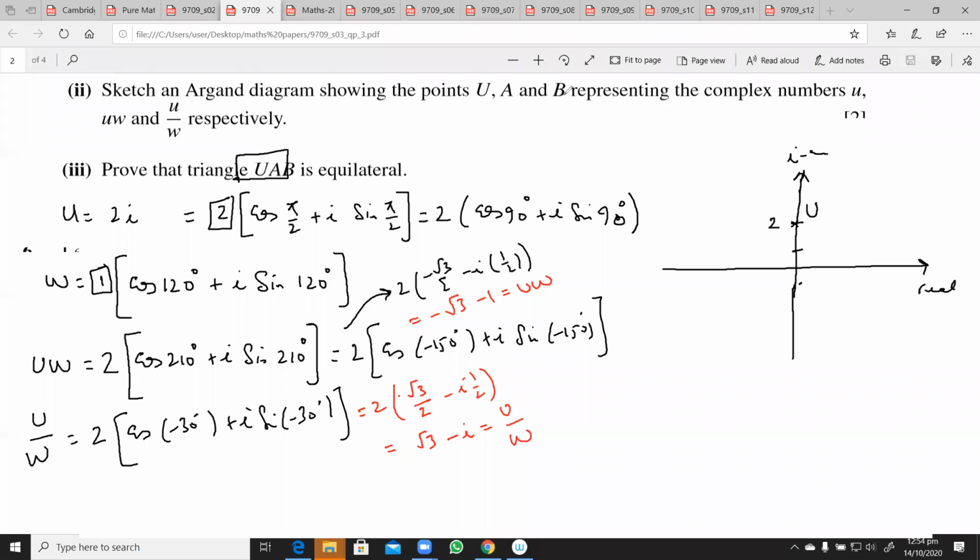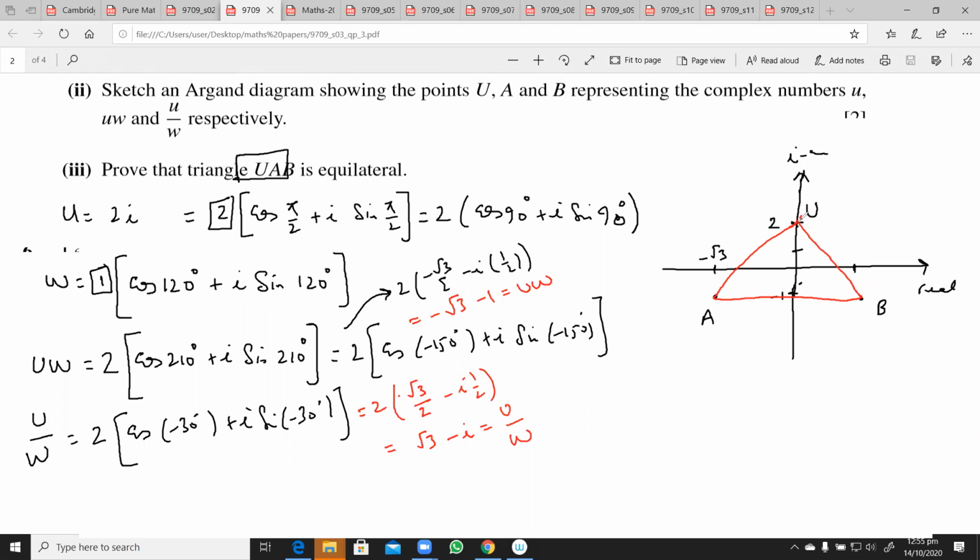Then this A is going to represent uw. uw is minus root 3, minus 1. So here is the point A. And u by w is root 3 minus i, so here is the point B. So let's join them together for the third part. It says prove that this triangle is an equilateral triangle. How can I prove that this is an equilateral triangle?